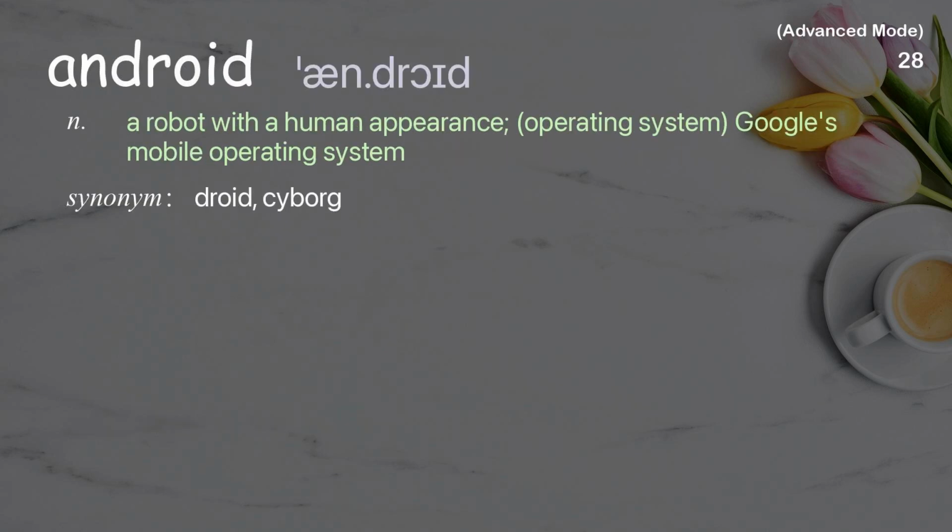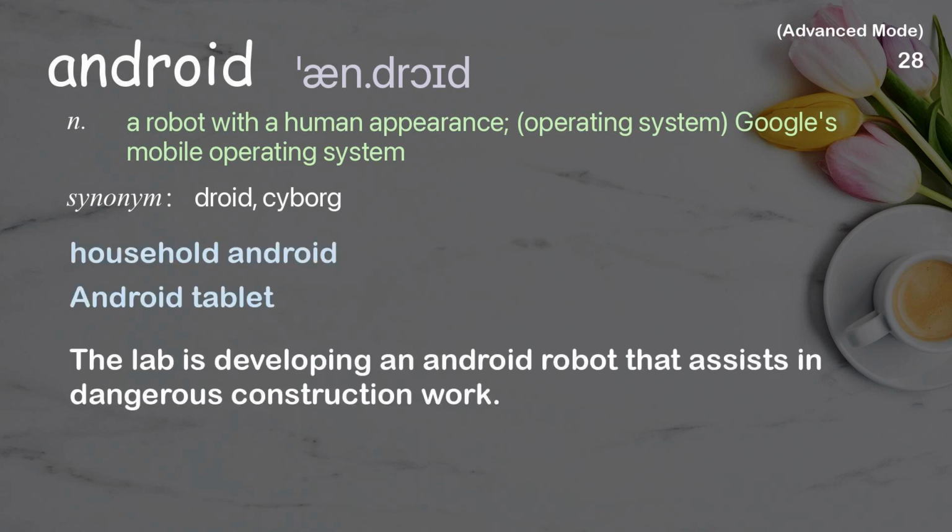Android. A robot with a human appearance; Google's mobile operating system. Examples: Household Android. Android tablet. The lab is developing an android robot that assists in dangerous construction work.